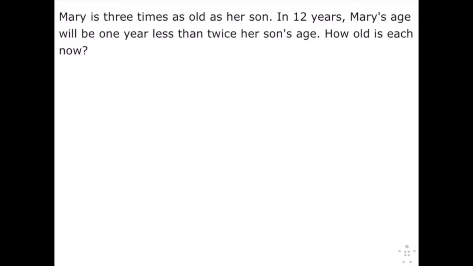Okay, age problems usually relate to a person's age and then how old they will be in the future, how old they were in the past, and it makes comparisons like that. So for these problems, I'm not going to use a table, which means I'm going to need a let statement, right? So in this case, they're talking about Mary and Mary's son, right? And the question says, how old is each one now?